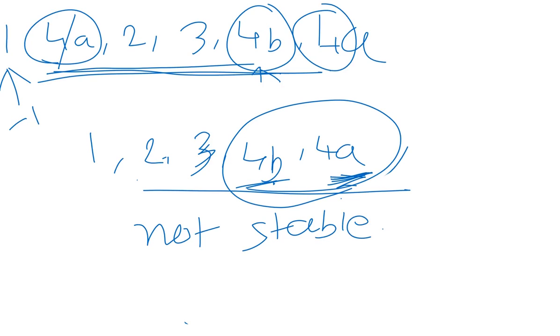Now, which algorithms are the stable algorithms then? The quicksort is not. So the insertion sort and the bubble sort are stable algorithms.